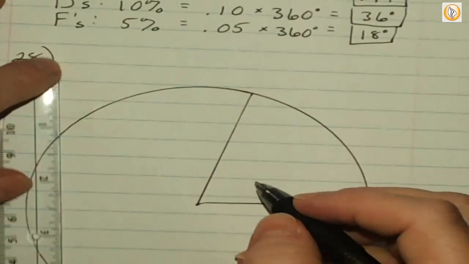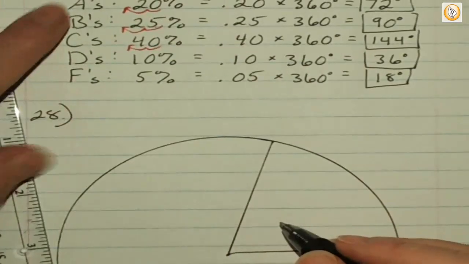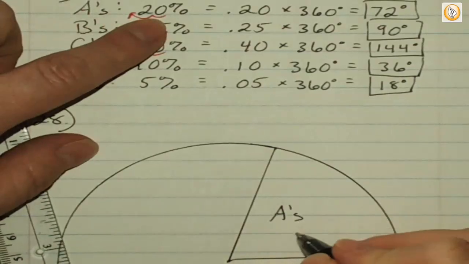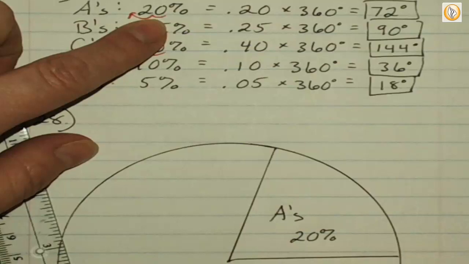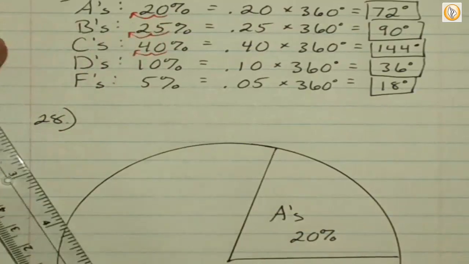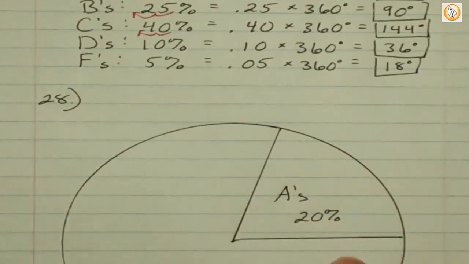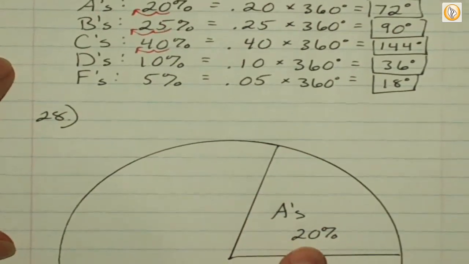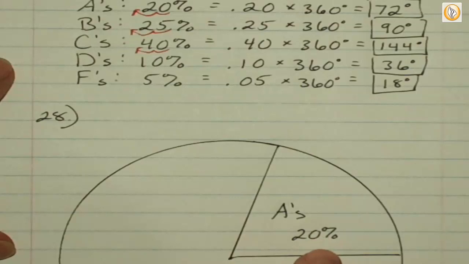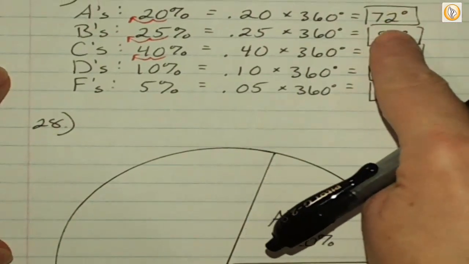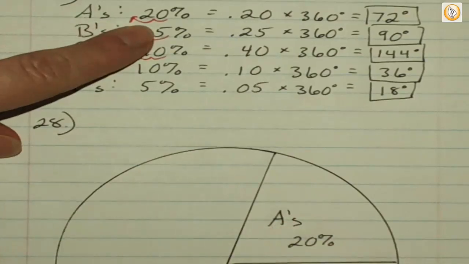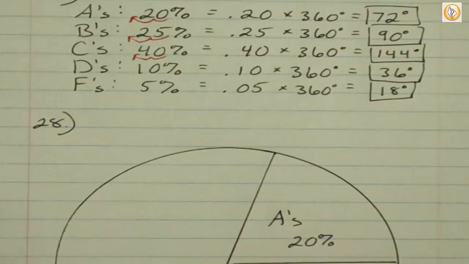So you write, remember, A's and the percent. So this would be 20%. You don't write the degrees. Yeah, the percent and the label goes in here. You use the degrees to find how big it is, but you write the percent and that. And that's what they gave us in that.